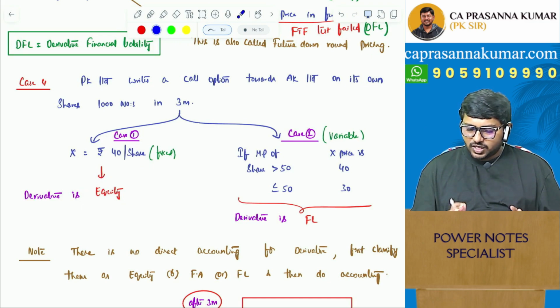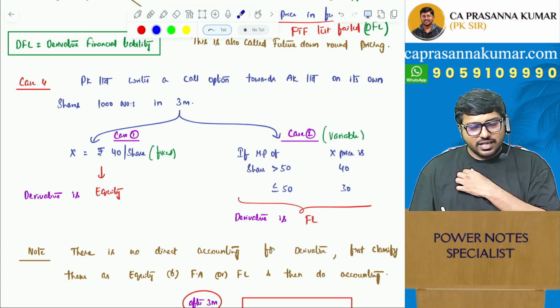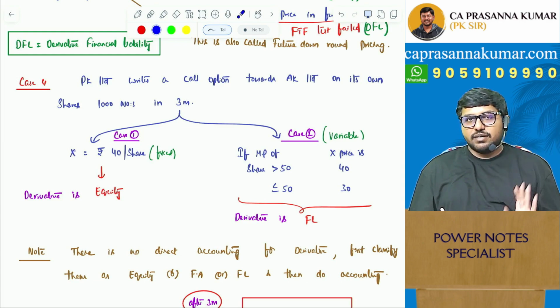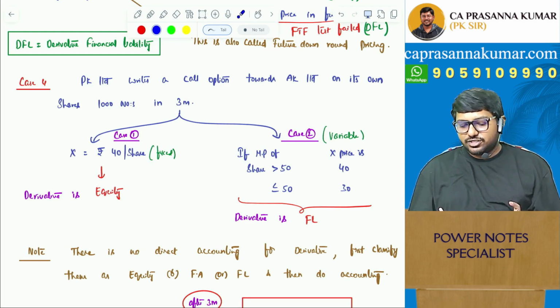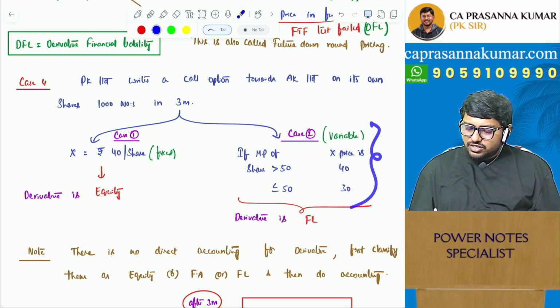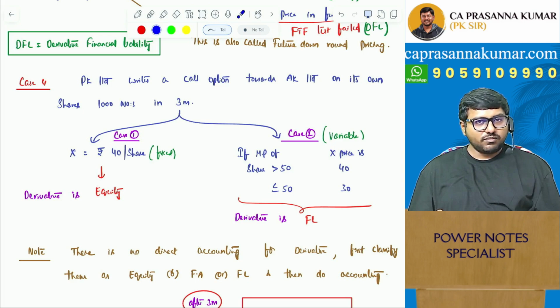a equity. Now, suppose if I say like this, you have an obligation to sell your own equity share to AK Limited. However, it depends upon the market price of your share on that particular day, on the date when the option gets exercised. Suppose the market price of the share is greater than 50, then your exercise price will be 40. Suppose market price of the share is less than or equals to 50, then your exercise price will be 30, which means exercise price is variable.